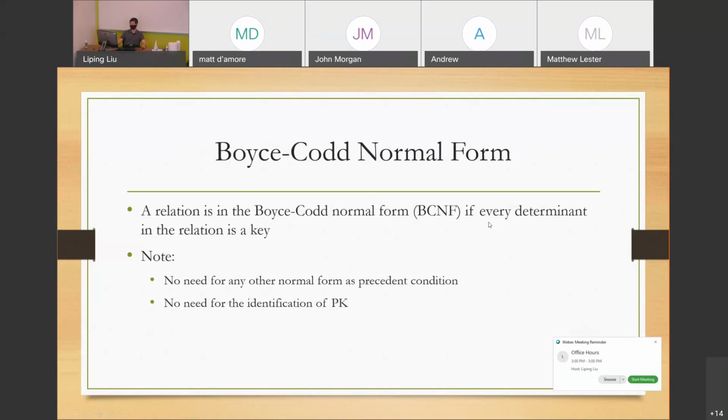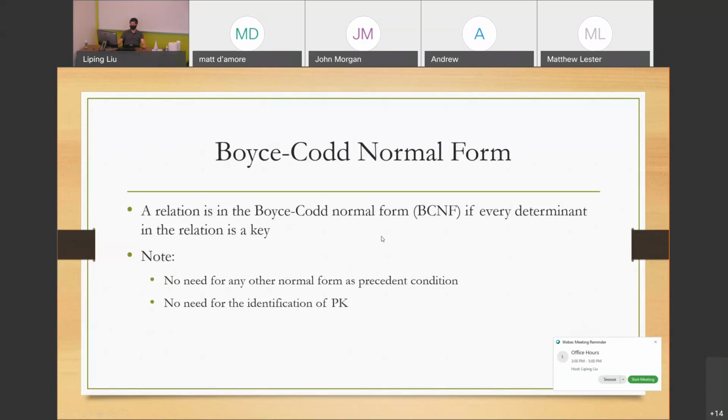And the statement is very simple. Every determinant in the relation must be a key. So if you find a functional dependency where the determinant is not a key, then you violate Boyce Codd normal form. So there is no need for any other normal forms to begin with, and no need for identification of primary keys. That is the beautiful part, okay?